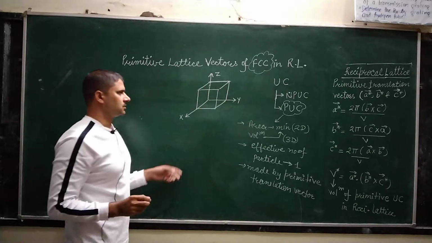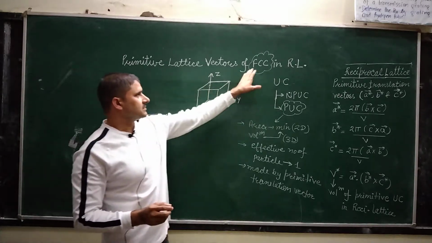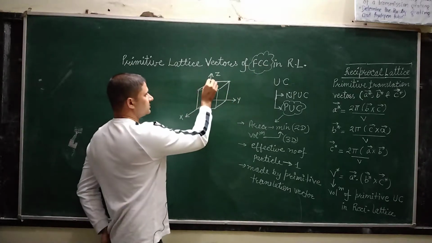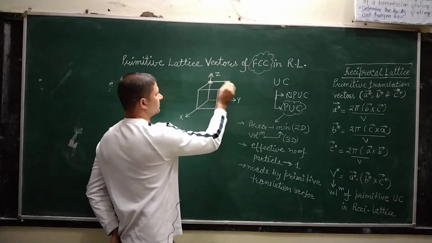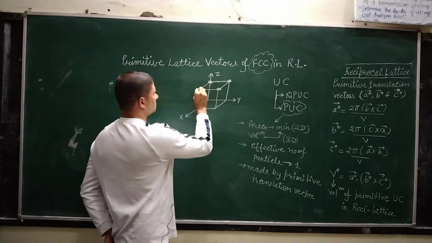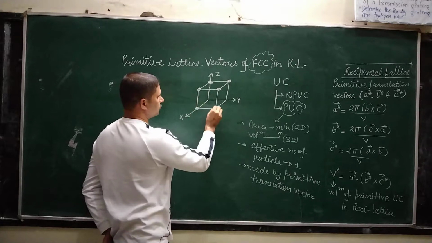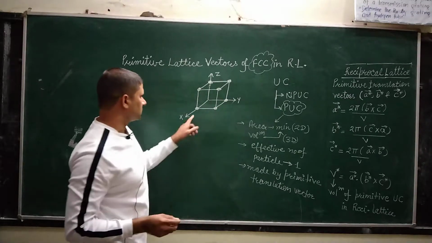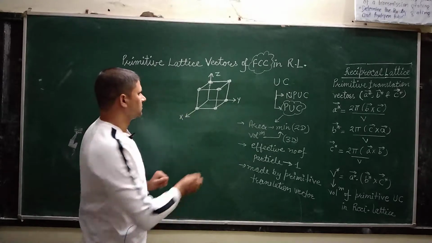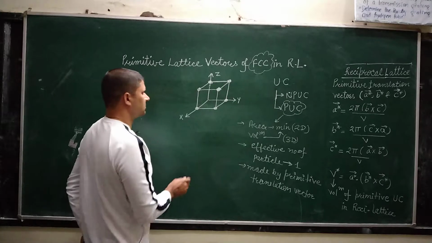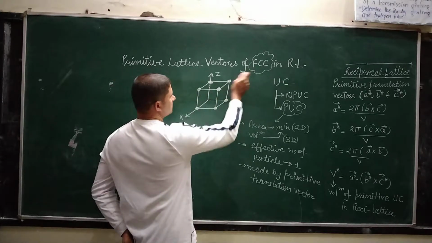Okay class, now think face centered cubic. As the name suggests, it is cubic, so particles are present at the corners. These are the corners, 8 corners are there, so the particles are 8 which are placed at the corner lattice points.